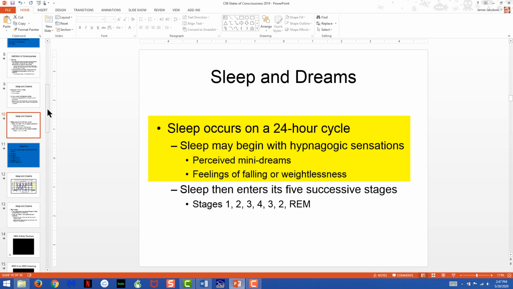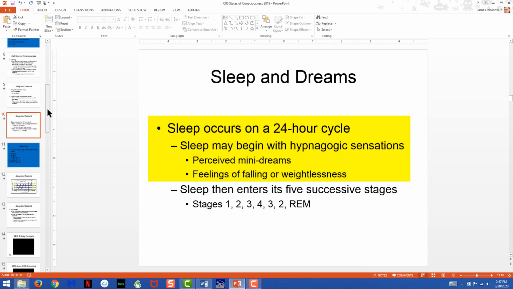Secondly, you will always have a feeling of falling or weightlessness during stage 1. Most of the time you're not aware of this because as you fall asleep and go into stage 1, you most of the time will remain asleep and then progress into stage 2 and 3 and 4 and so on.